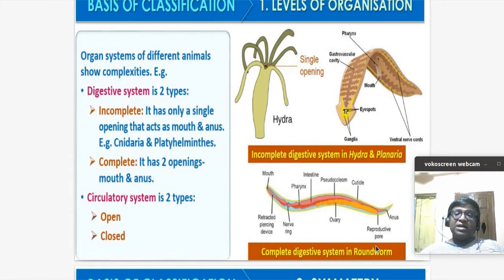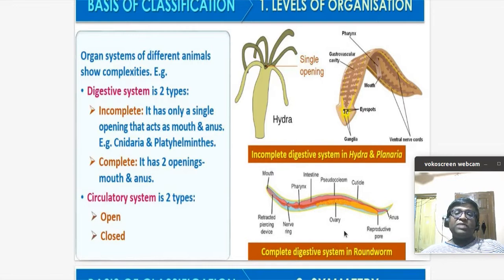In closed type of circulatory system, the heart pumps the blood into definite blood vessels which are having varying diameters, like they can be arteries, veins, and blood capillaries. So in closed type of circulatory system, the heart pumps the blood into definite blood vessels with differing diameters. Like some of them have larger diameters, arteries, lesser diameters like veins, much lesser diameter you notice in blood capillaries. So these are the things that you notice in case of a closed type of circulatory system.